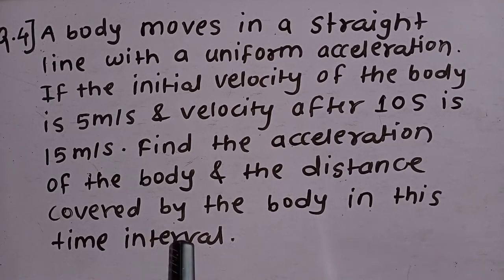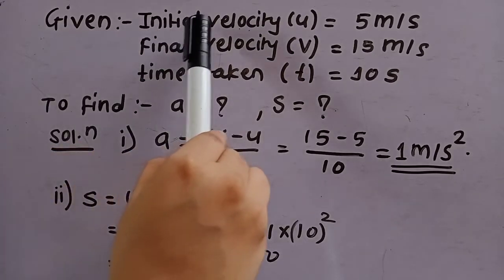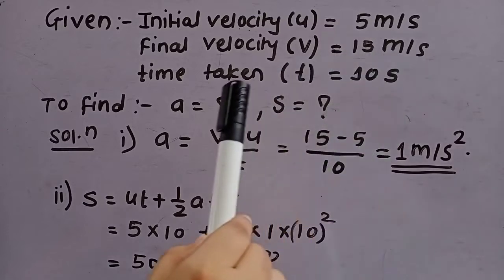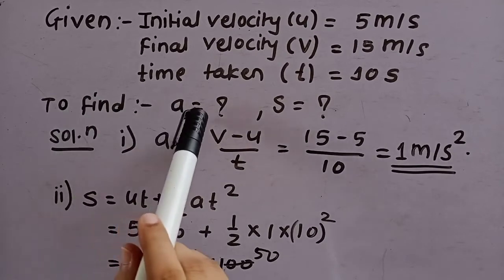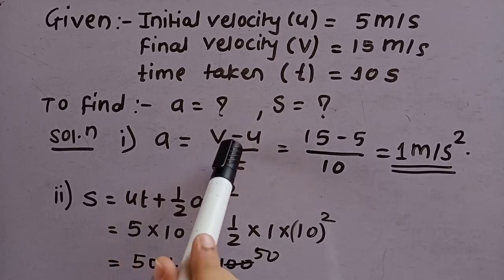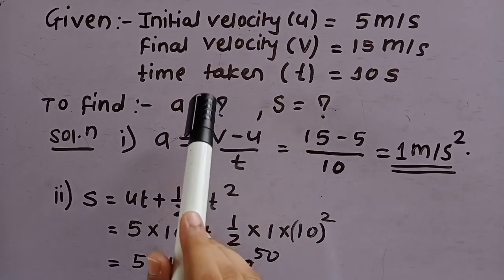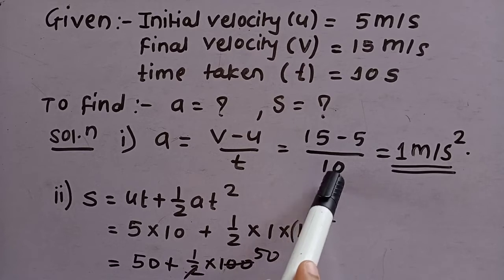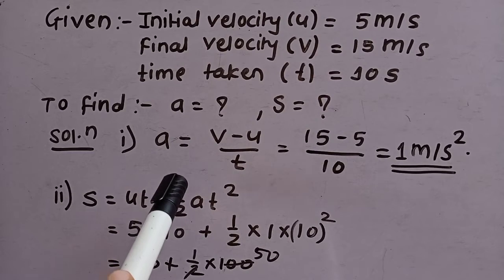So let's see how to solve it. Now students, see here what is given. Initial velocity u is 5 meter per second, final velocity v is 15 meter per second, time taken t is 10 seconds. So what we have to find? Acceleration and distance covered. So acceleration is nothing but what? V minus u upon t, as I told you before. So replace the values. V is 15, u is 5, so 15 minus 5 upon 10 is 1 meter per second square is the acceleration of the body.